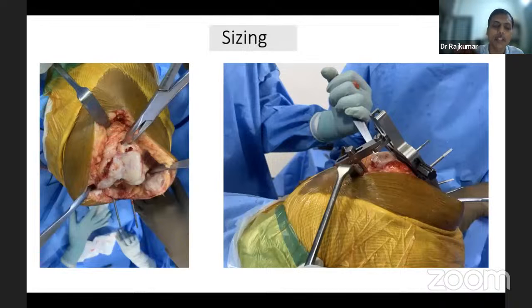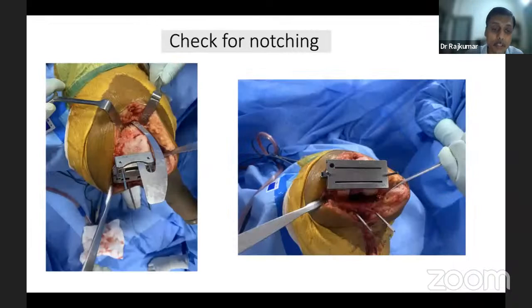The most important thing is the sizing. Why does this happen? Whenever there is a notch, particularly if you are doing posterior referencing, you have to be very careful. But before doing the sizing, you have to remove all the soft tissue anteriorly, take off all the synovial tissue, make sure your bone is exposed, then you do the proper sizing and check for the notching. Don't hesitate to check once again, twice, and protect with the Homans.